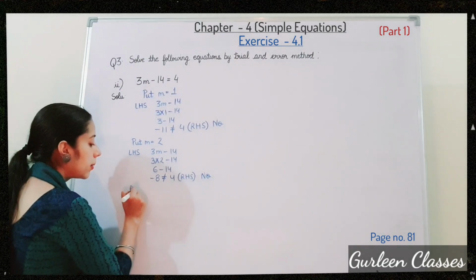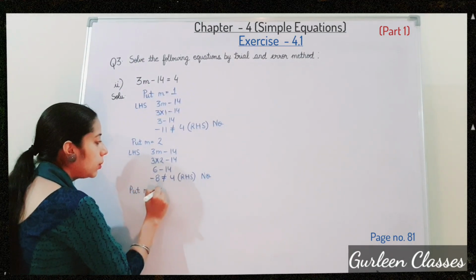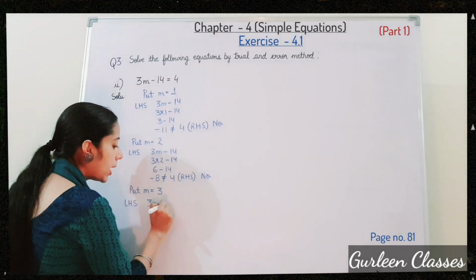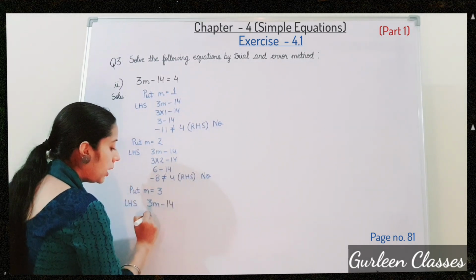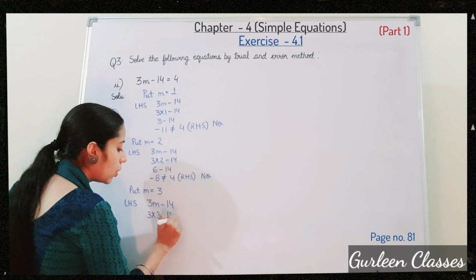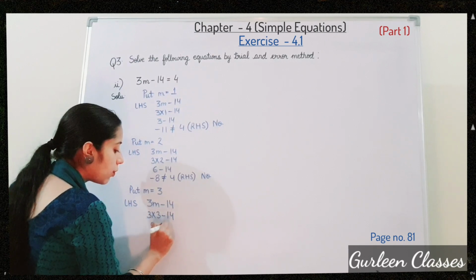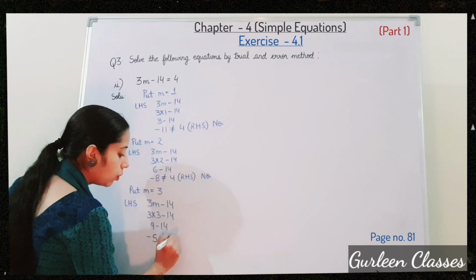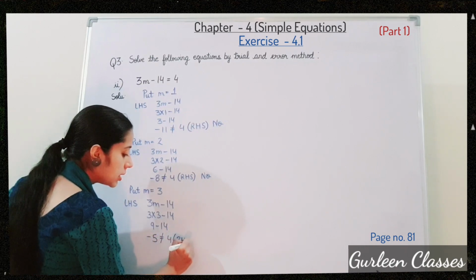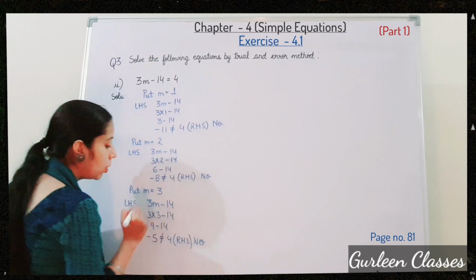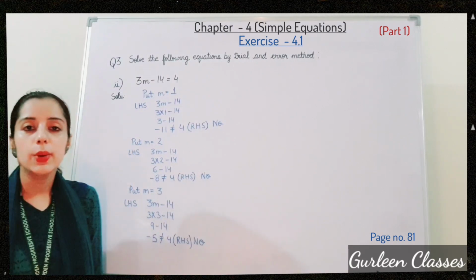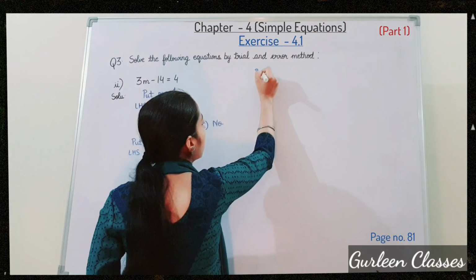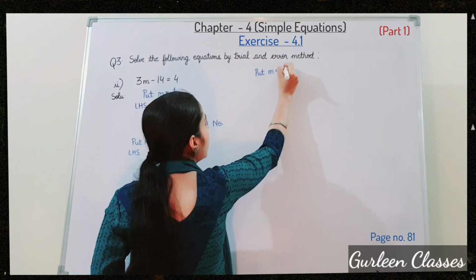Next, put m is equal to 3. What is your LHS? 3m minus 14. 3 into 3 minus 14. 9 minus 14. So what is your answer? Minus 5 is not equal to 4. That is your RHS. So again we will write here no. So now we will put the value m is equal to 4. Let us check. Put m is equal to 4.